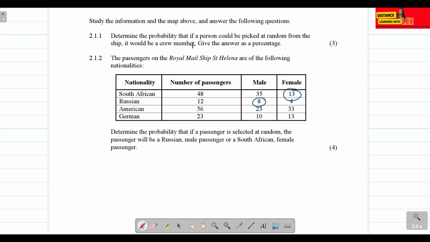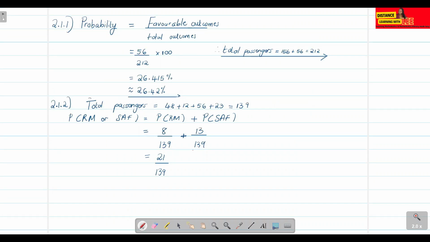And how would this question be marked? You'll get 1 mark in question 2.1.1 for showing the total number of passengers, which is 212 people. You'll get another mark for taking 56 divided by 212 multiplied by 100, and a final mark for the final answer of 26.42%. So that question is out of 3.